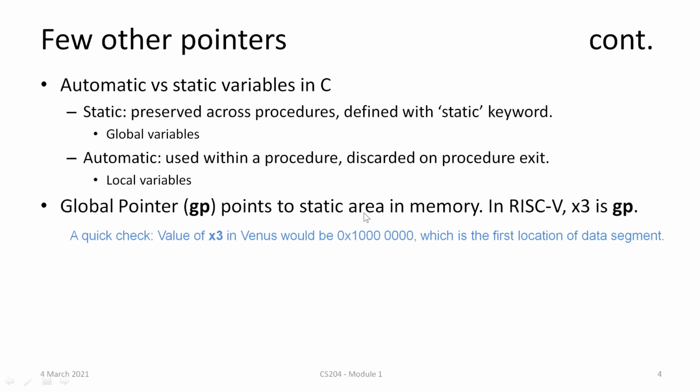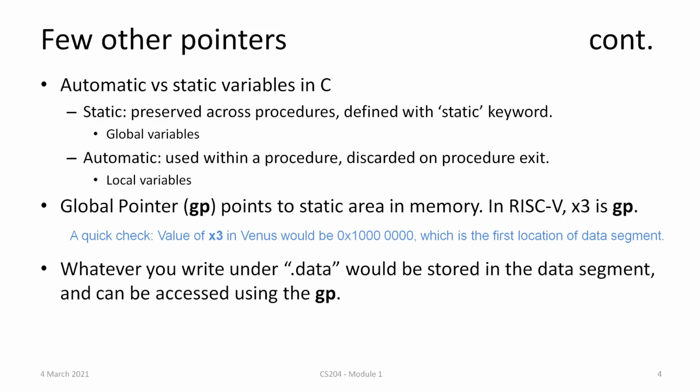It means that whatever we place in the data segment will be stored in the memory starting with this location. All the variables that we have defined in .data can be accessed using the global pointer. Instead of remembering this particular location, we can use X3 and retrieve them.